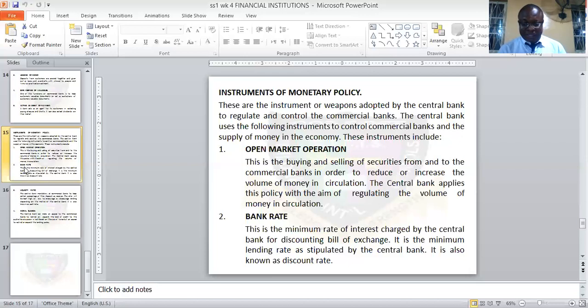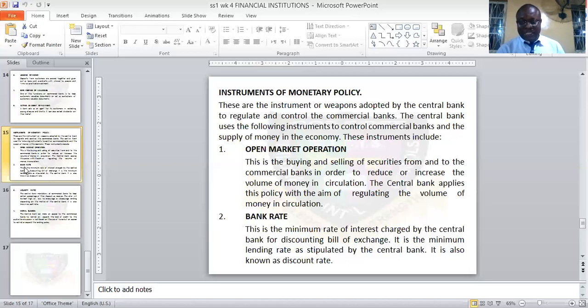Then bank rate. The minimum rate of interest charged by the central bank for discounting bills of exchange. This has to be the minimum lending rate stipulated. Yes, there was a time a bank was deducting 52 naira from the customer's account, as at last year, 2019. Then as at this year, the central bank regulated this rate for all the commercial banks and the other banks.